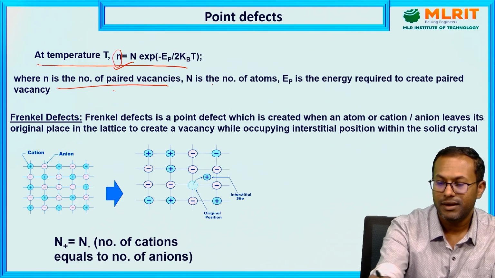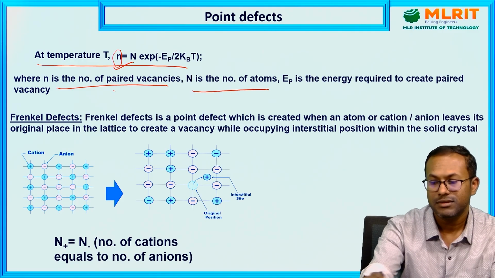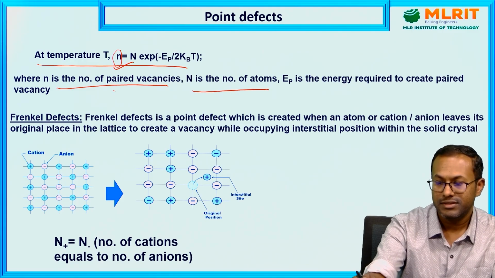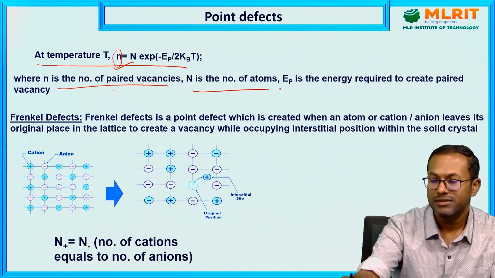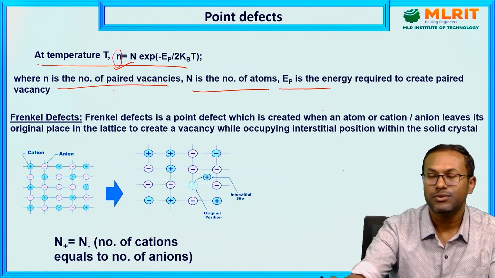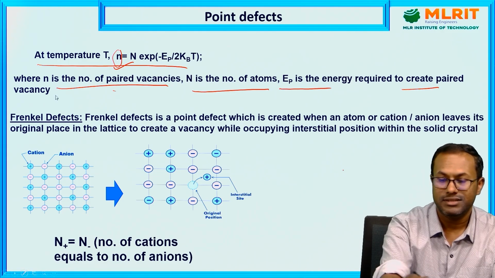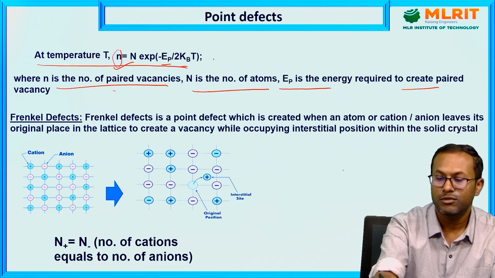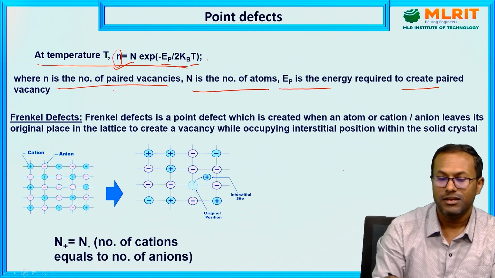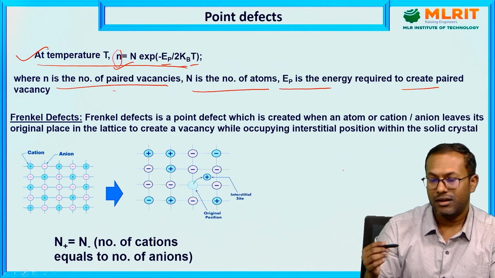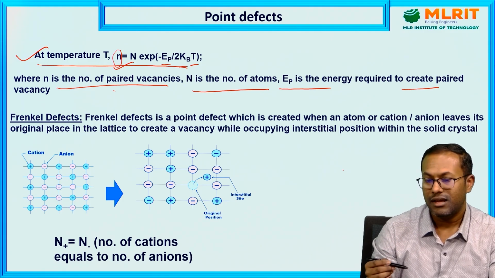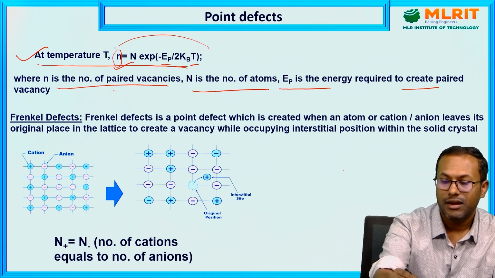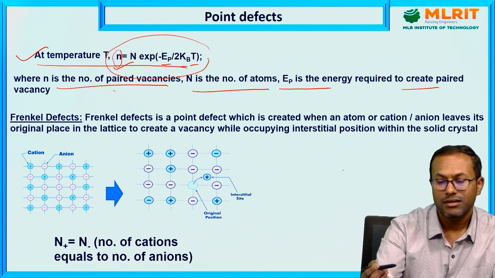So this is the number of paired vacancies. N is the number of atoms that were there earlier, without defect, and Ep is the amount of energy required to create the paired vacancy. kB we know is the Boltzmann constant, and T is a particular temperature. So this is how many paired vacancies there are in a crystal for Schottky defect. We get the idea from this expression.